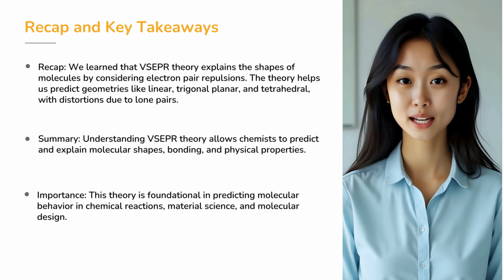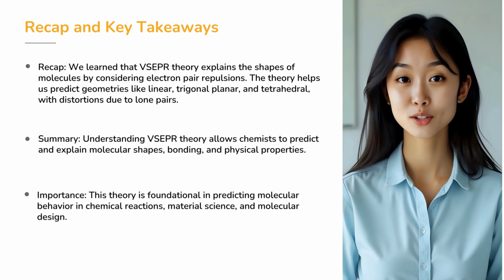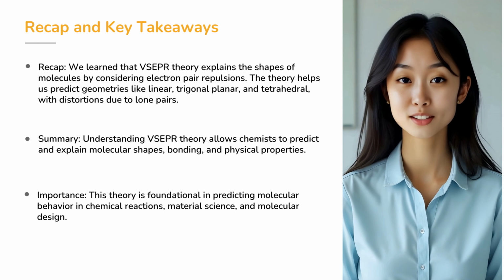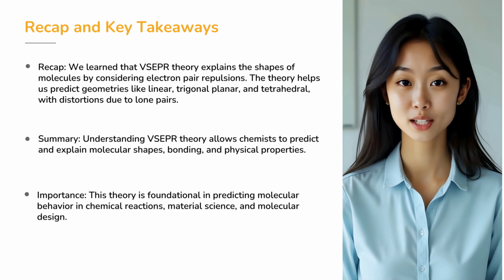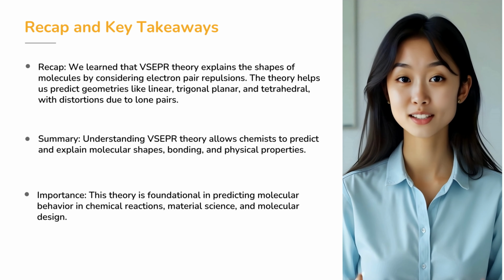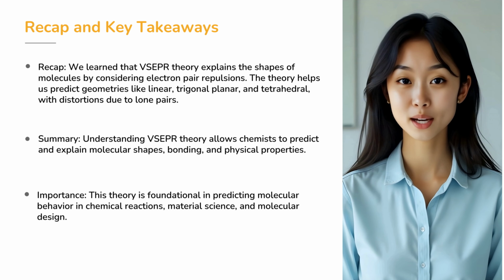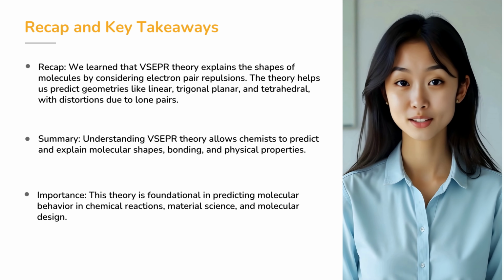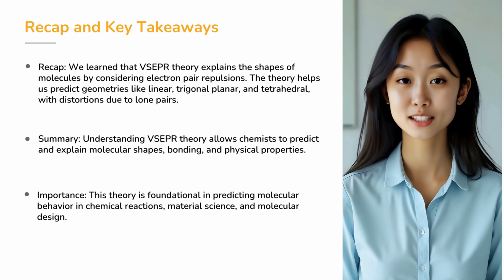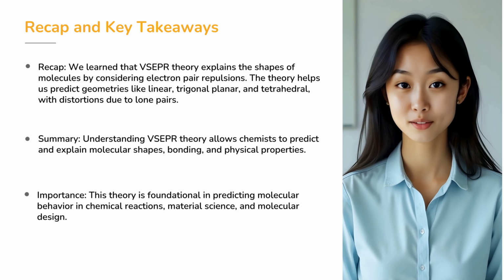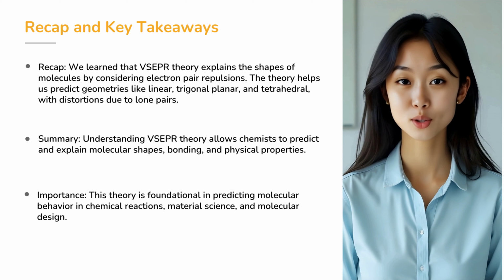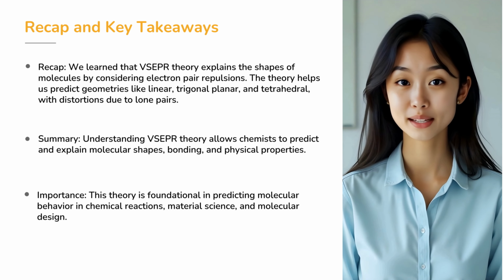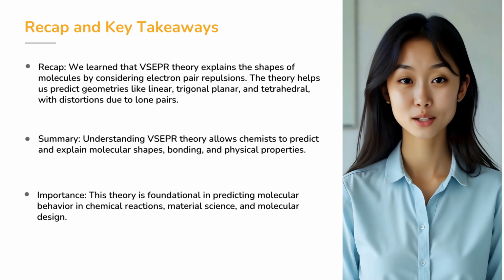To sum up, VSEPR theory helps us predict the shapes of molecules by considering how electron pairs in the valence shell repel each other and arrange themselves to minimize that repulsion. We learned how this theory explains everything from the linear shape of CO2 to the bent shape of H2O. While it has some limitations, especially for complex molecules, VSEPR is an essential part of understanding molecular behavior. So, the next time you look at a molecule, think about its shape. It's not just a random arrangement but the result of electron pairs trying to avoid each other.